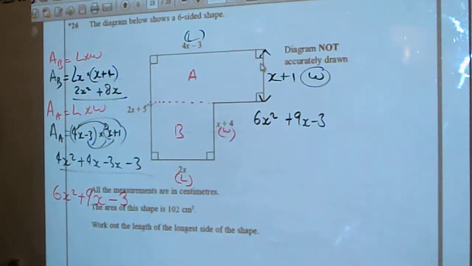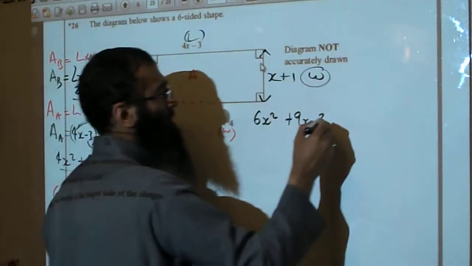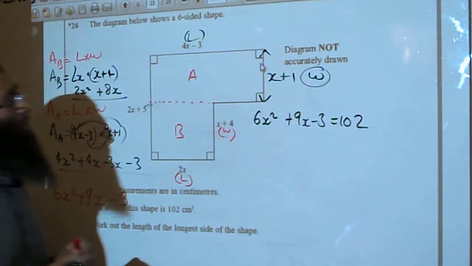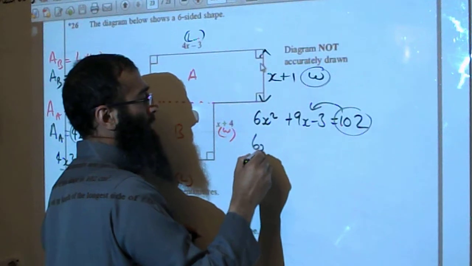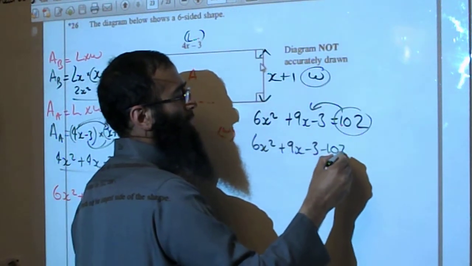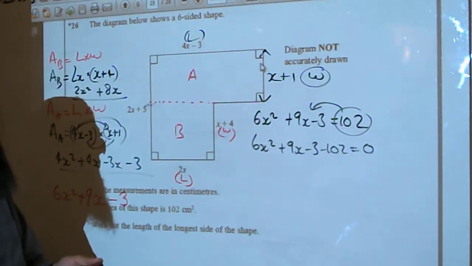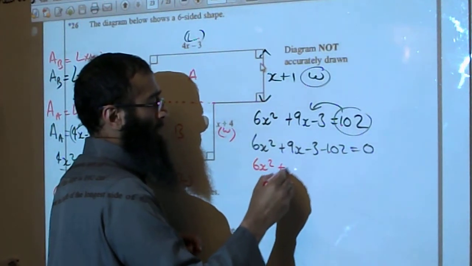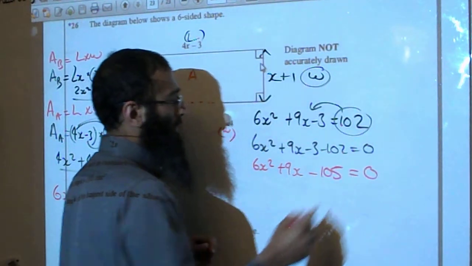That's the equation. And we know this is the area equation, this is equal to 102. So the area is equal to 102. Let's bring the 102 over onto this side. So we have 6x squared plus 9x minus 3 minus 102 is equal to nothing, because it was plus 102 and it becomes minus 102. So now we have 6x squared plus 9x minus 105 equals 0.